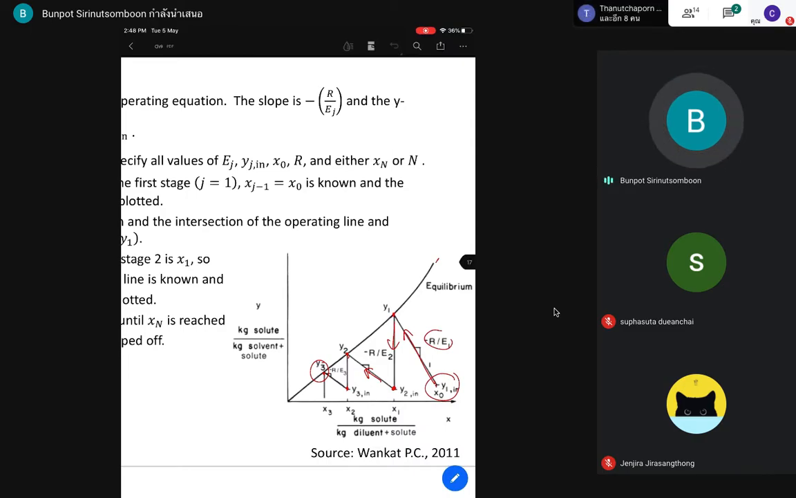If the ratio of R to E is not equal, then the slope of each operating line can be different. This is the graph for the cross flow.